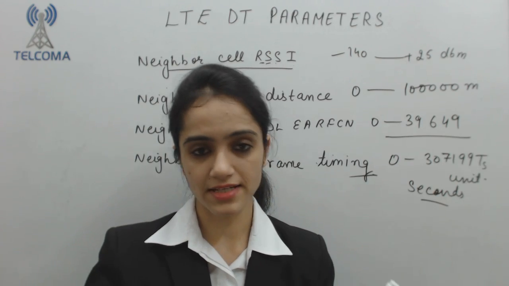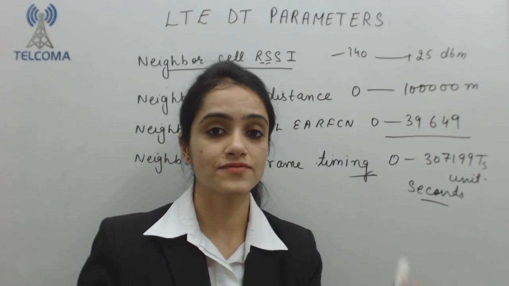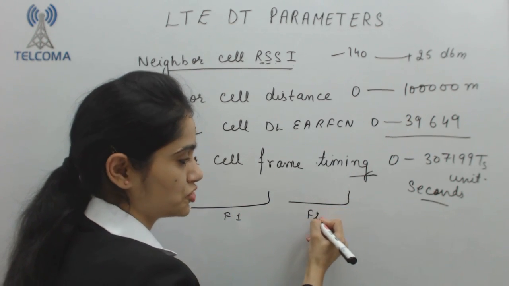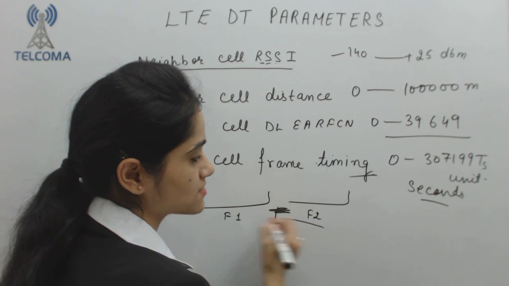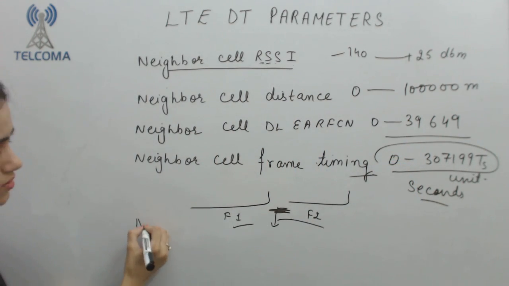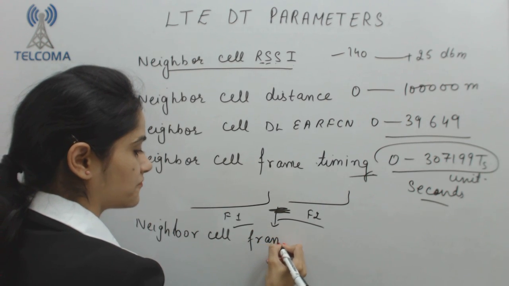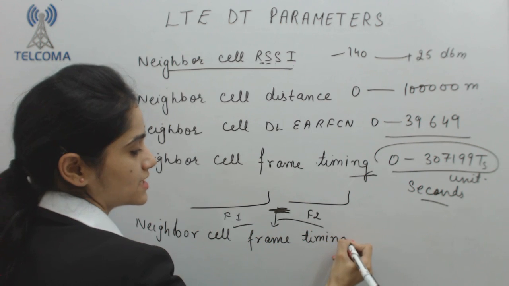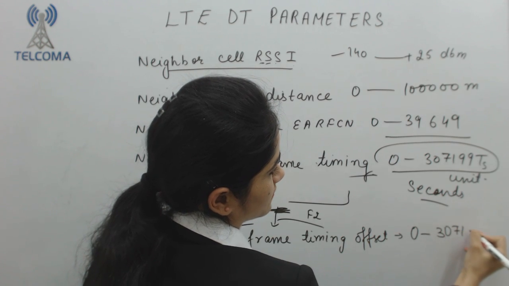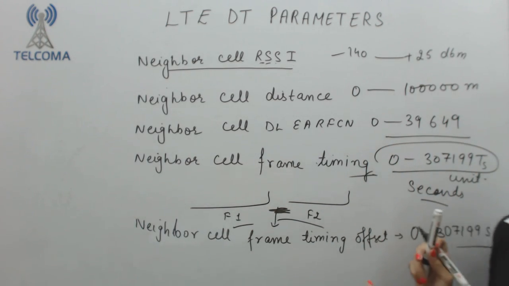Now we have to specify the offset, that means the difference. What is the offset value? I have received frame 1, and now I want to receive frame 2. So what is the offset value? That means the difference between the two frames, and it should also lie in this particular limit. So the parameter is neighbor cell frame timing offset, and the timing is again the same, from 0 to 30719 seconds. So these are the parameters related to the neighbor cell.